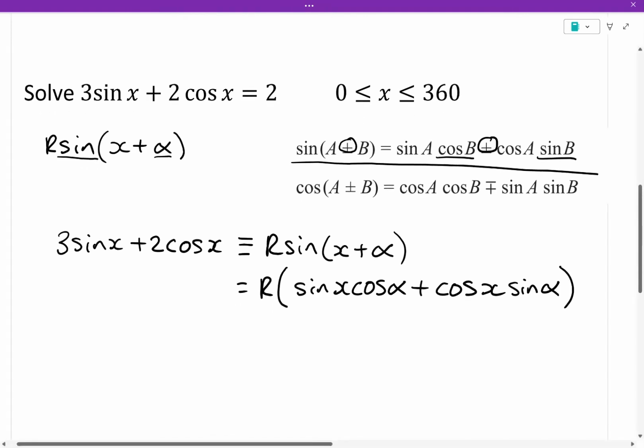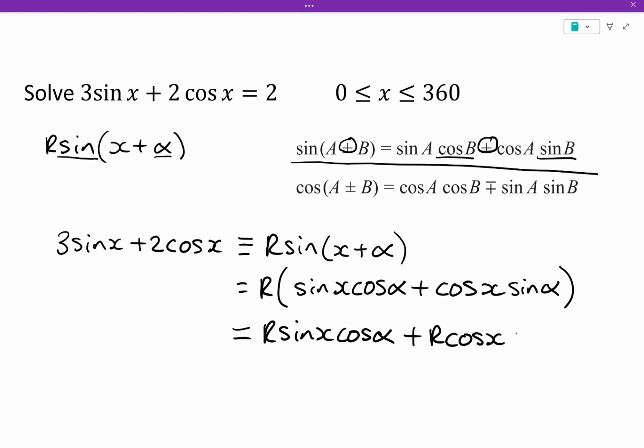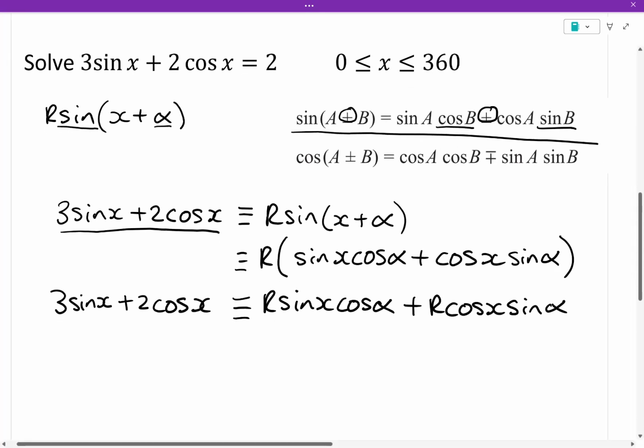Then what I'm going to do next is expand the brackets. I'm going to multiply both of our two terms by r. So I would get r sine x cos alpha plus r cos x sine alpha. Like that. Now I'm also just going to carry down the 3 sine x plus 2 cos x, just for comparison purposes. And this is an identity. So what we can do is compare the left-hand side and the right-hand side, because the idea is this should be equal for all values of x.